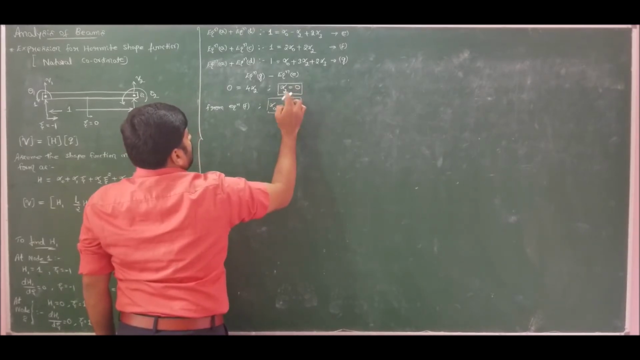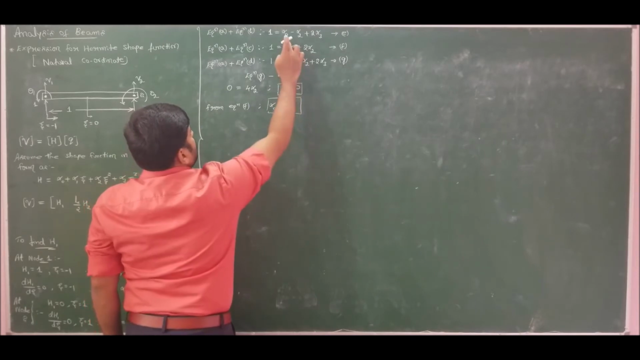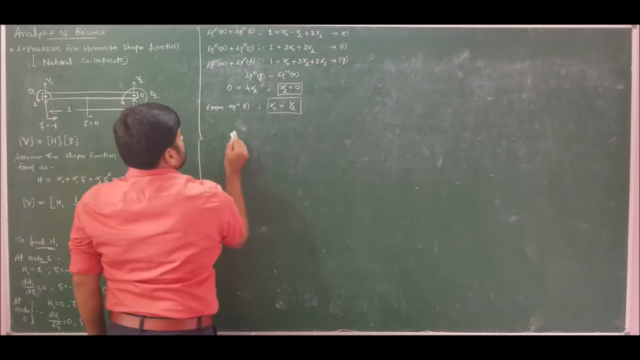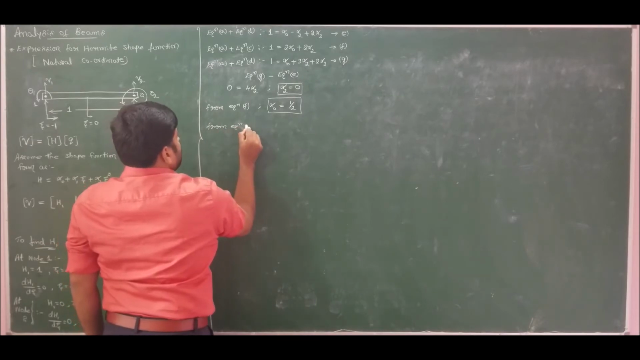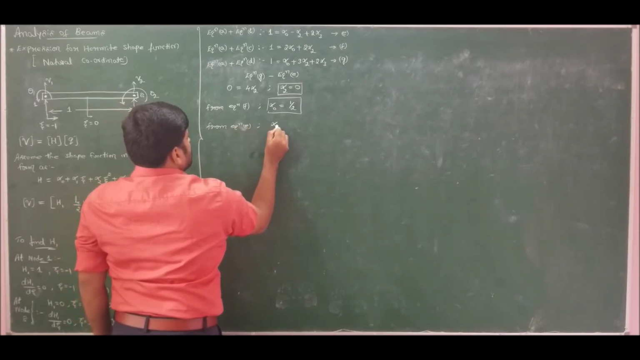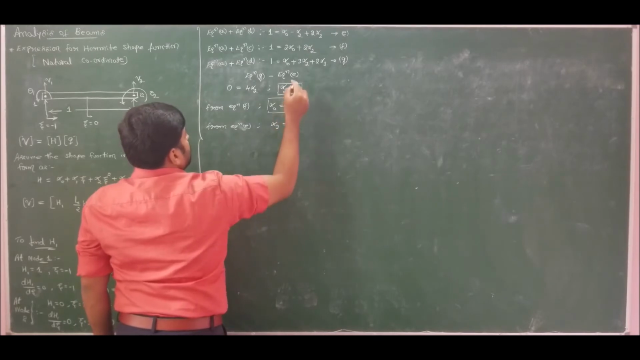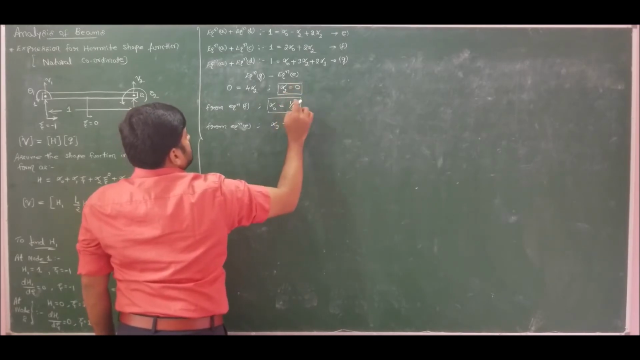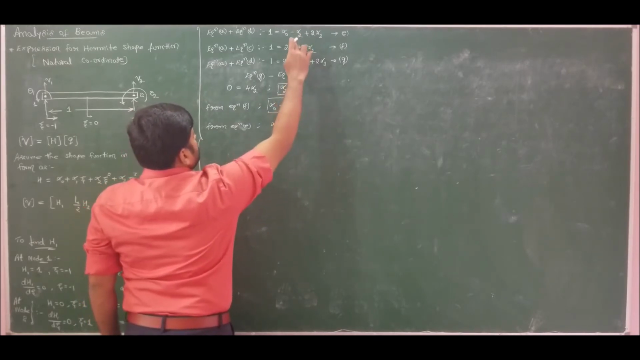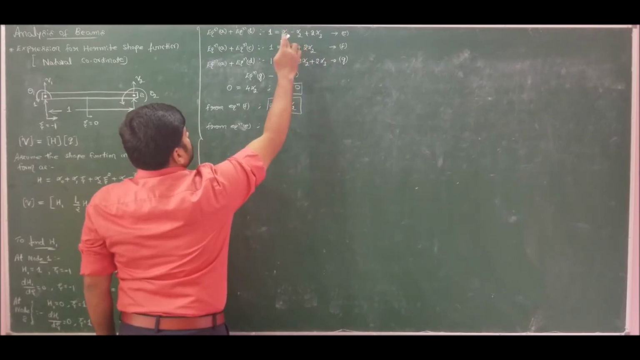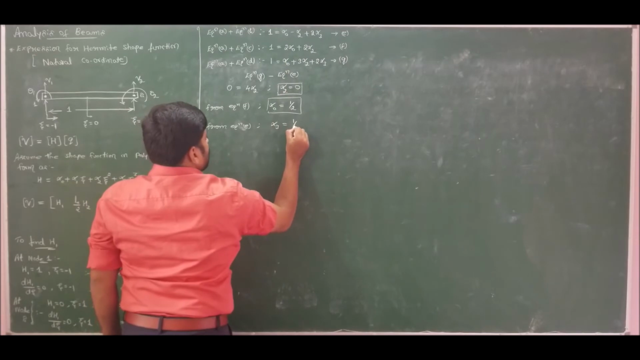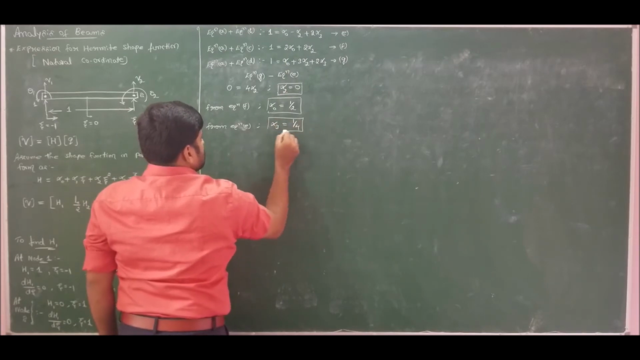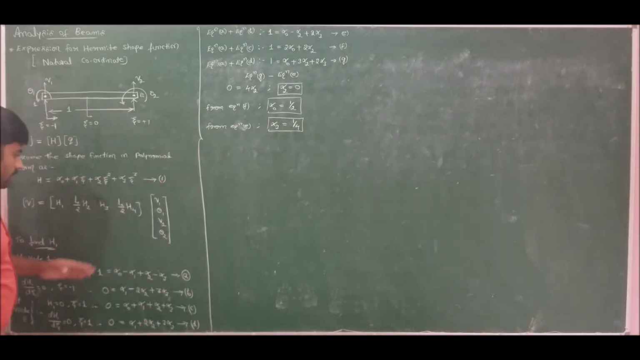Now I know alpha naught and alpha 2, find alpha 3. Now from equation E, alpha 3 will be, alpha 2 is 0, alpha naught is 1 by 2, so 1 minus 1 by 2 is 1 by 2, 1 by 2 divided by 2 is 1 by 4. Now from any one of these equations, find the value of alpha 1.